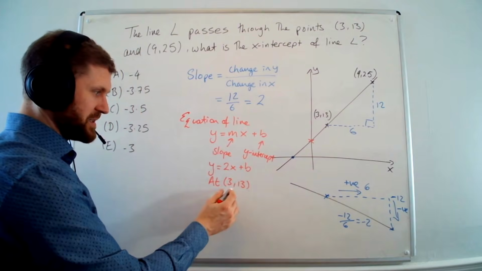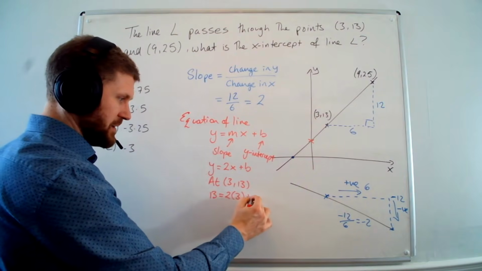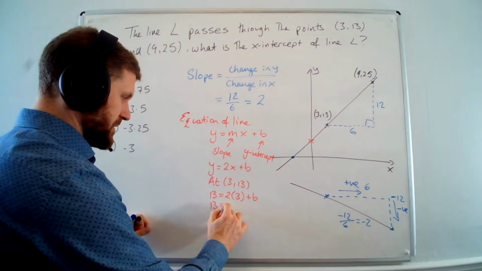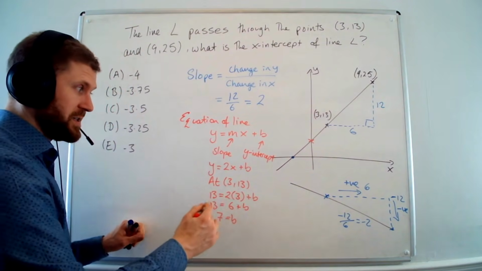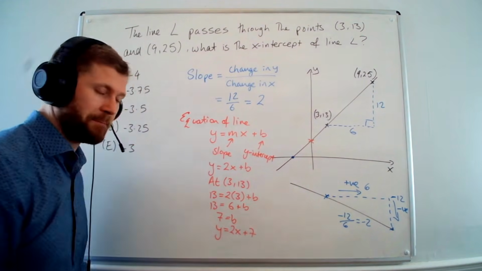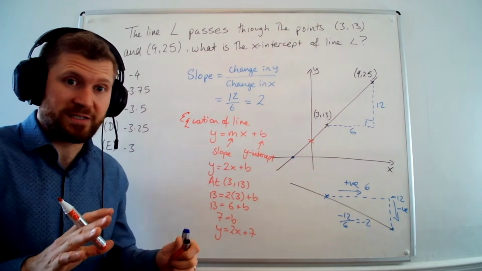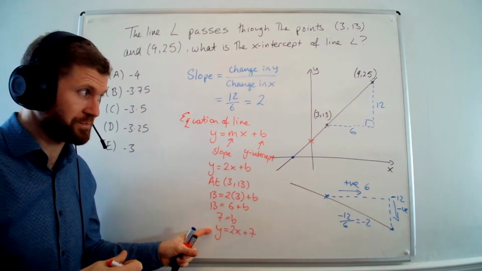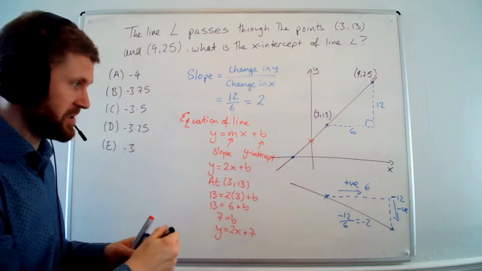So at 3, 13, the y coordinate is 13, the x coordinate is 3, and I'll leave the b there. Go and solve this for b. So 13 is equal to 6 plus b, which will give me b equals 7. So the equation of my line is y equals 2x plus 7. Now that's the general equation of this line. I can basically do anything now. I can tell you anything about this line from this equation. The bit that we want is where's this point, the x-intercept.